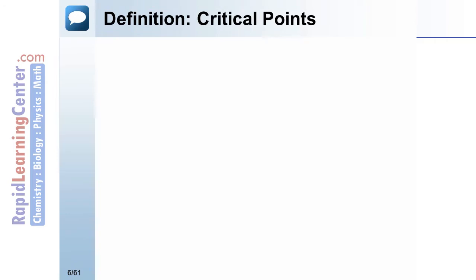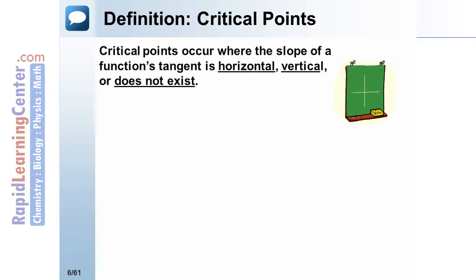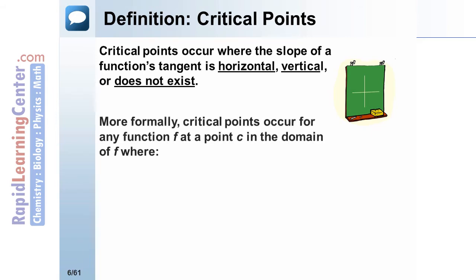Let's take a look at the definition of critical points. Critical points occur on the original function at any x value where the tangent line drawn through that x value is horizontal, vertical, or does not exist.